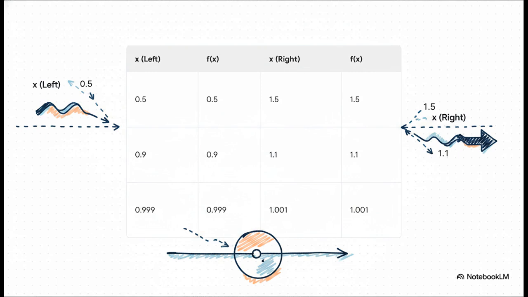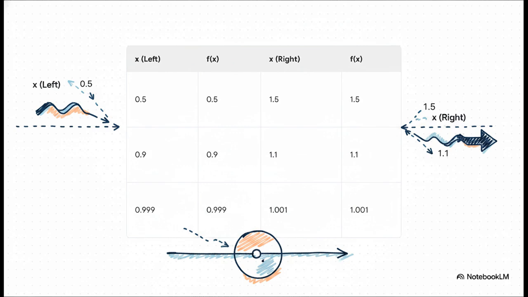Imagine actually punching these numbers into your calculator. By calculating values closer and closer to 1 from the left side, plugging in 0.5, then moving closer to 0.9, and then getting super close with 0.999, and then coming in from the right side, starting at 1.5, moving to 1.1, and edging right up to 1.001, we see a highly predictable pattern emerge. Look at how tightly these numbers squeeze the output towards 0.5. An input of 0.999 gives you an output of 0.999. An input of 1.001 gives you an output of 1.001. The values of f of x are clearly approaching 0.5 from both directions.